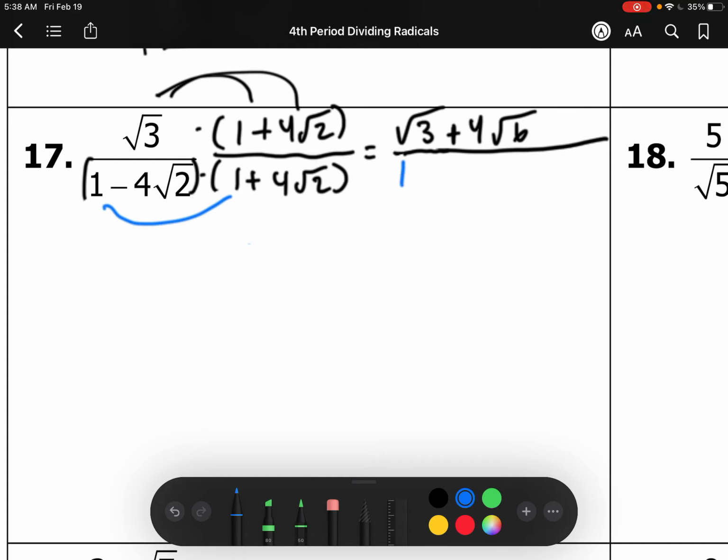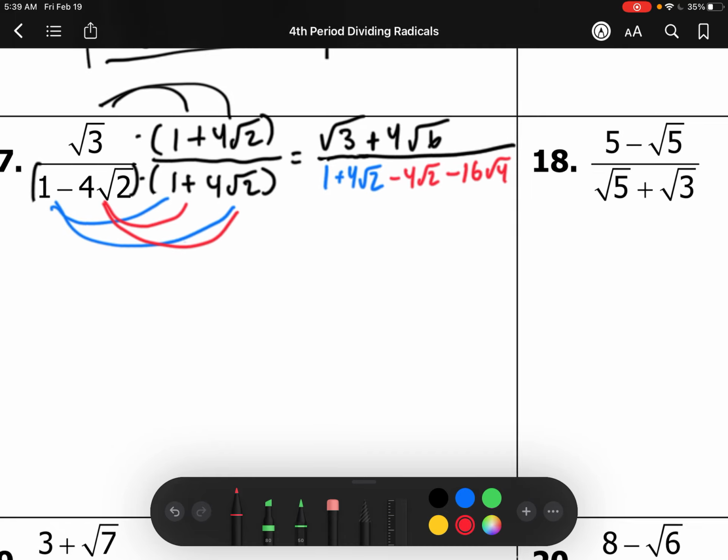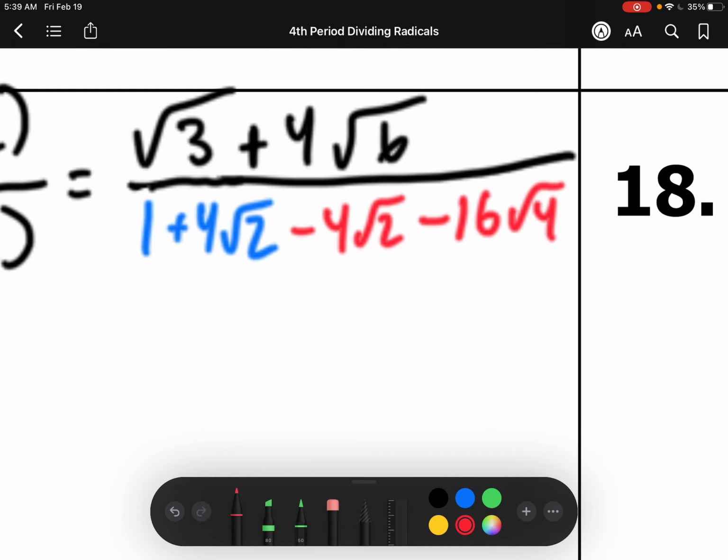So 1 times 1 is still 1, right? And then 1 times positive 4 times the square root of 2 is plus 4 times the square root of 2. And then next we have negative 4 times the square root of 2, which is negative 4 times the square root of 2, right? And then we have negative 4 times the square root of 2 times positive 4 times the square root of 2. Coefficient times coefficient. Negative times a positive is a negative. 4 times 4 is 16. And the square root of 2 times the square root of 2 is the square root of 4. So this is our expression after we distribute our conjugate.